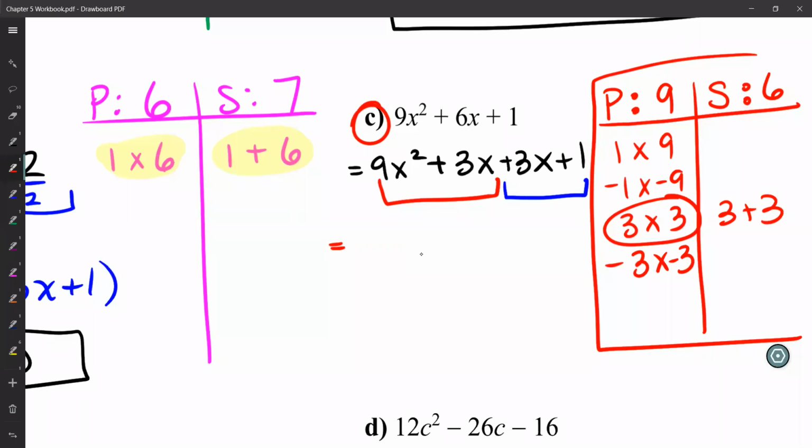So we need to figure out the biggest thing that we can divide out of both of those. X is part of it. But what's the most I can divide out of 9 and 3? The highest number. 3. Yeah. So it'd be 3x.